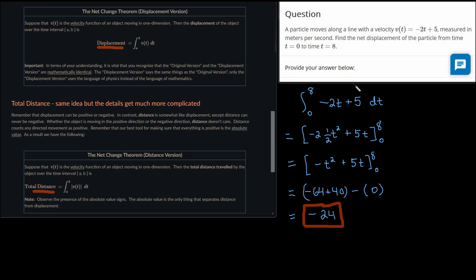If the particle wound up to the right of where it started, then we would have had a positive answer. So anyway, the moral is that computing the displacement of a moving object, if you know the velocity, is a piece of cake. Using the net change theorem, you just integrate the velocity function over the time interval.